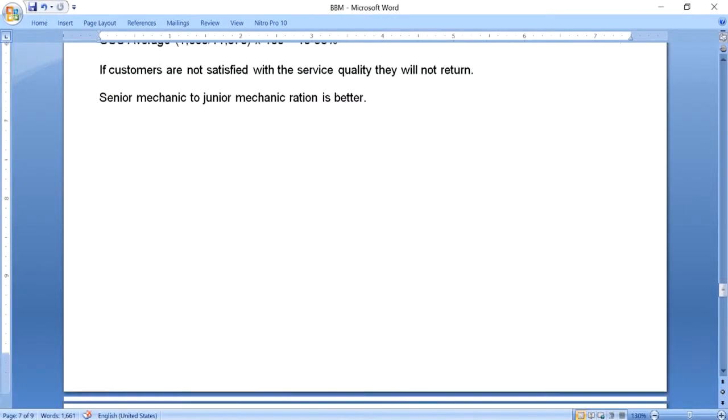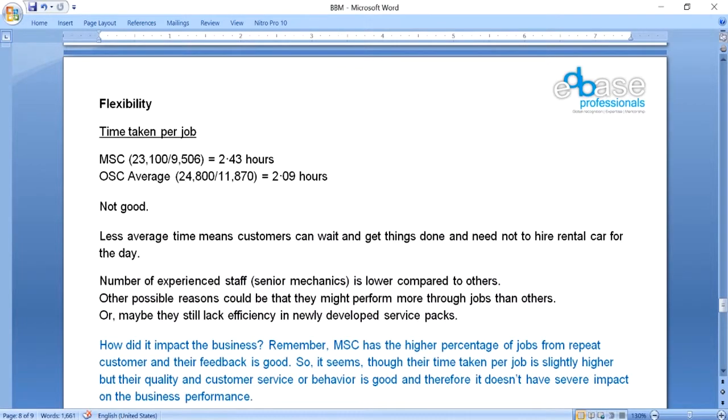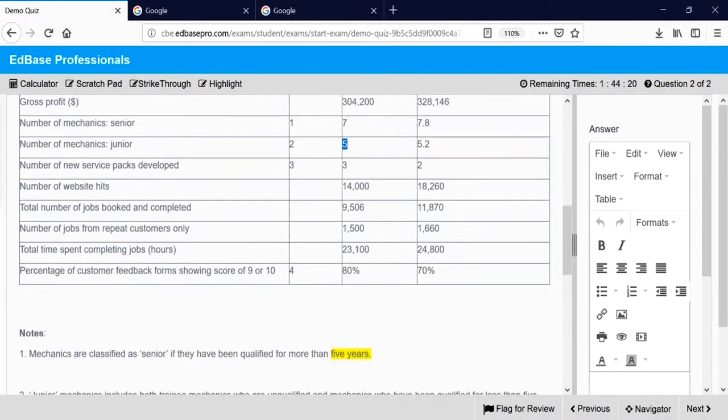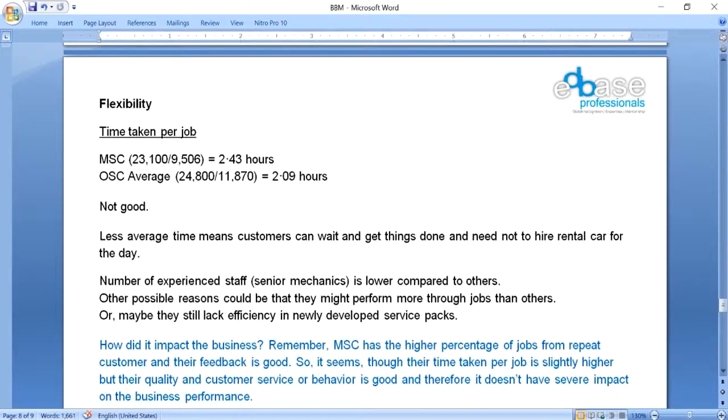All right, so quality of services, and then flexibility. To measure the flexibility, what can we use here? Total number of time spent and total number of jobs. Yes, so we can use time taken per job. That means how flexible we are.